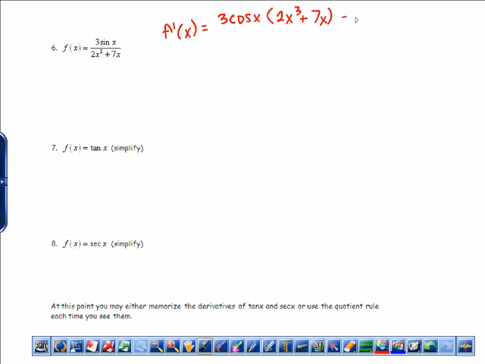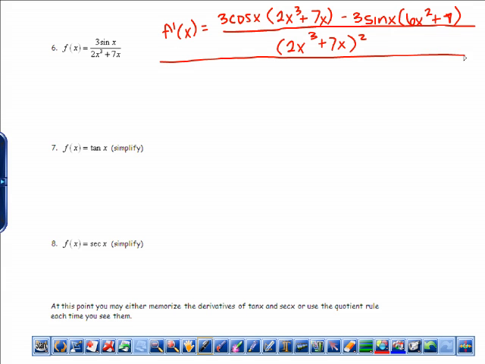Okay, so I'm going to go ahead and write the 3 sine x first, because it seems like that will fit better first. And now, using power rule, we take the derivative of the denominator, 6x squared plus 7. And remember, don't ever forget the denominator. You got to remember that. And we're just going to write it as 2x cubed plus 7x in parentheses squared. And it didn't say to simplify, so there you go.